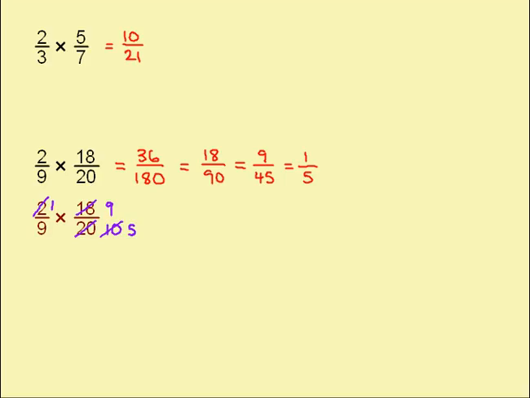Looking again, I can see that 9 goes into 9 here, and 9 here. 9 goes into 9 once, and 9 goes into 9 once. Now I've just got 1 times 1, which is 1, and 1 times 5, which is 5. So you can see here, I get the answer straight away. So to summarise, when multiplying fractions, you can either multiply first and then cancel, or cancel first and then multiply.